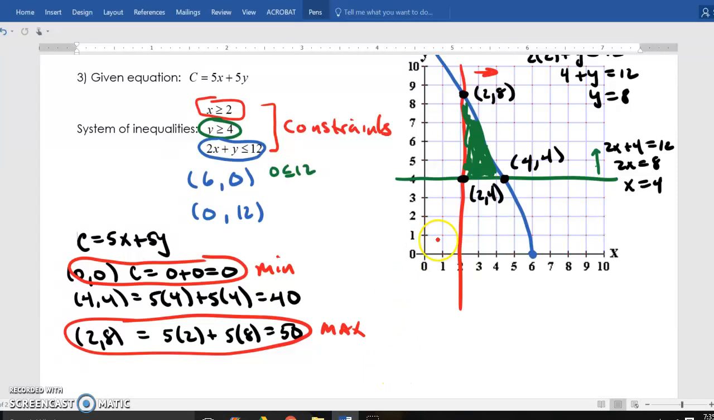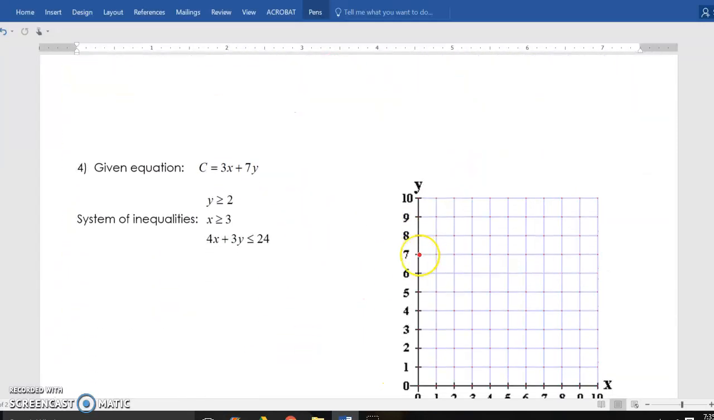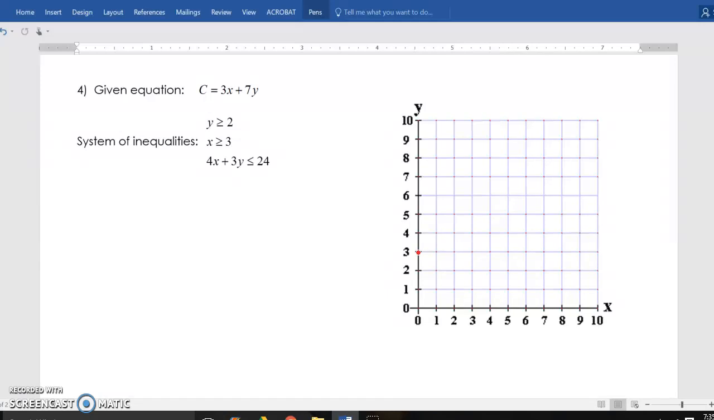Okay, let's take a look at the other one. Again, you have your objective function, you have your x and y coordinates. So let's start graphing here. First constraint, y is greater than or equal to 2. Horizontal line that goes through 2. Since you're greater than, you know you're going to shade up.